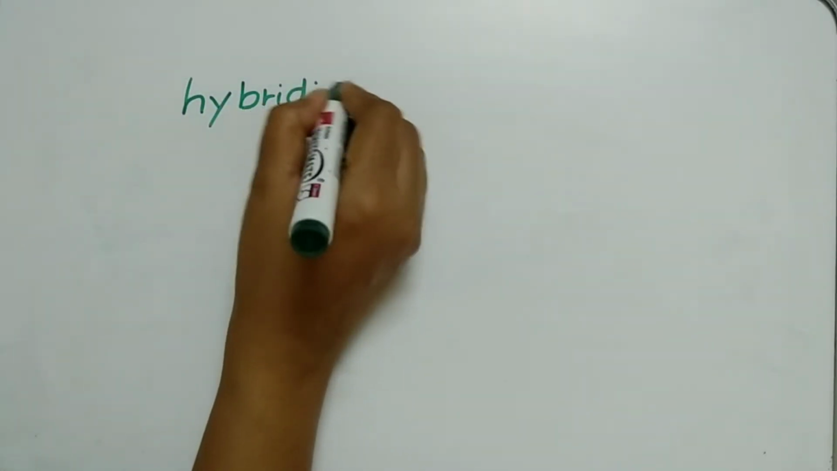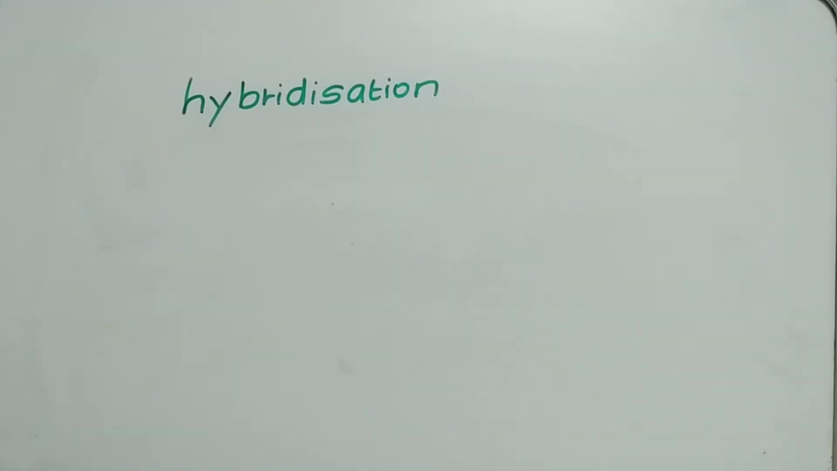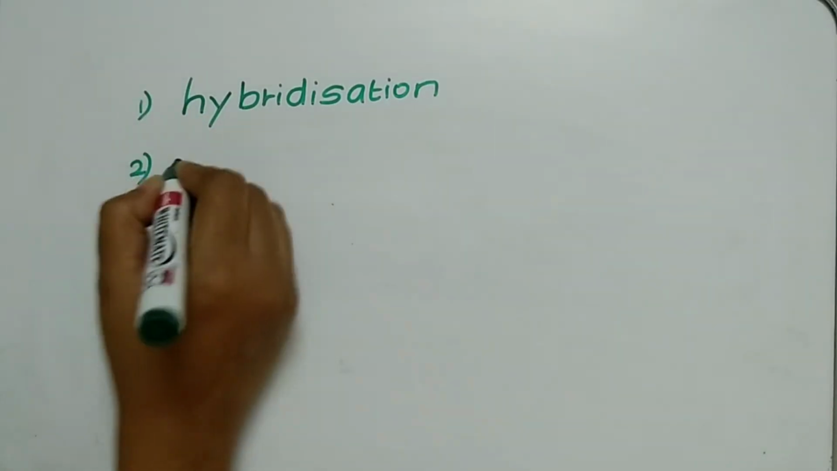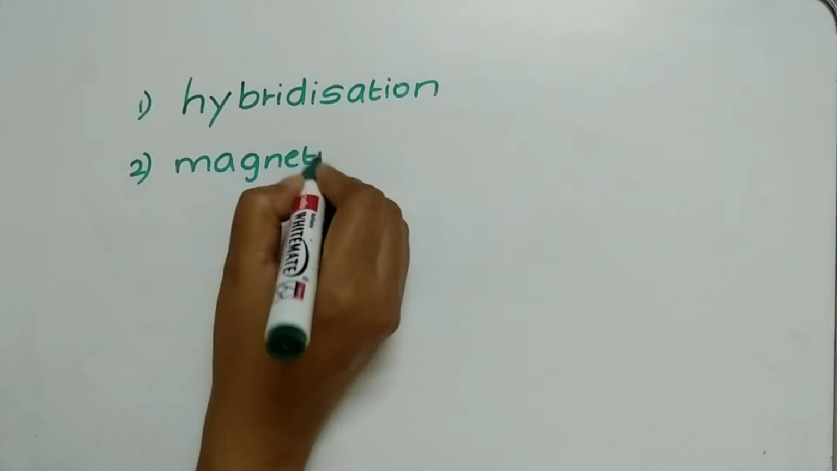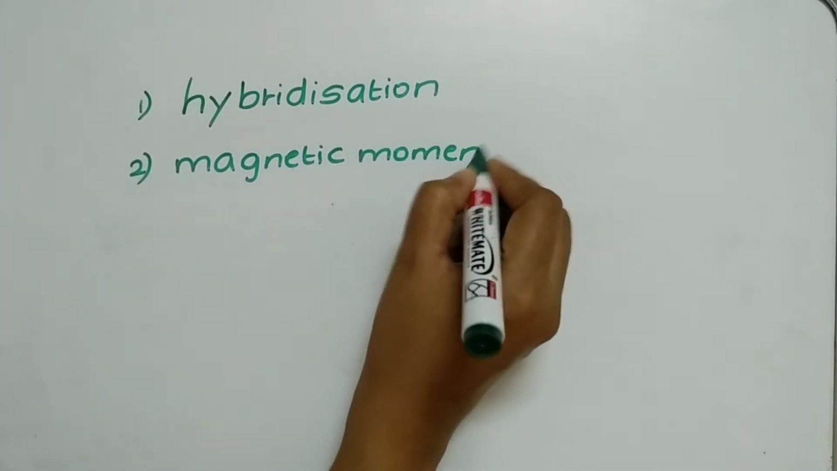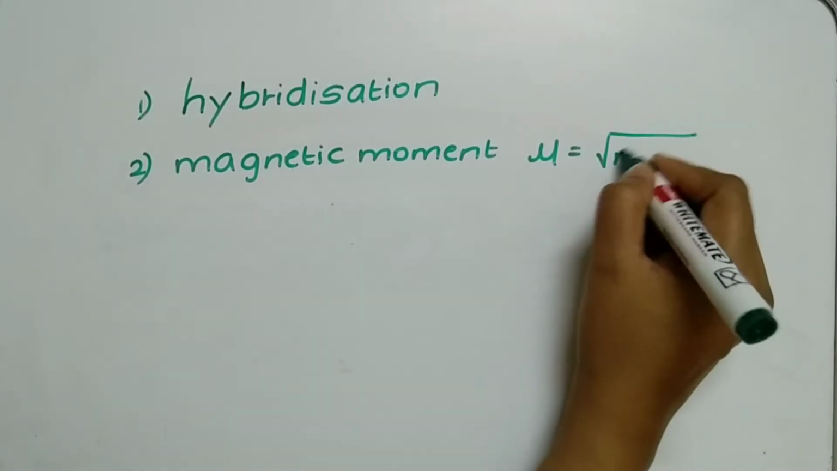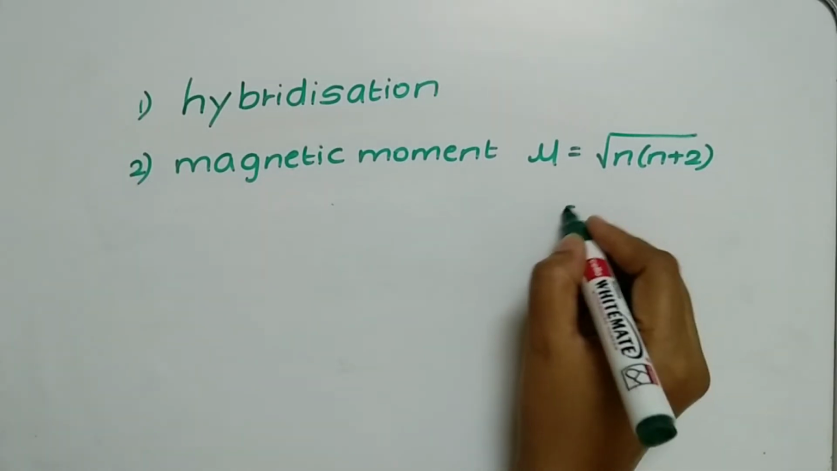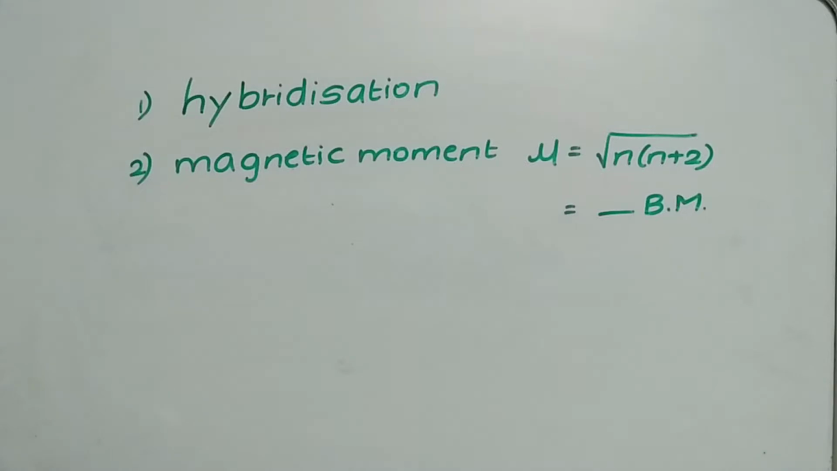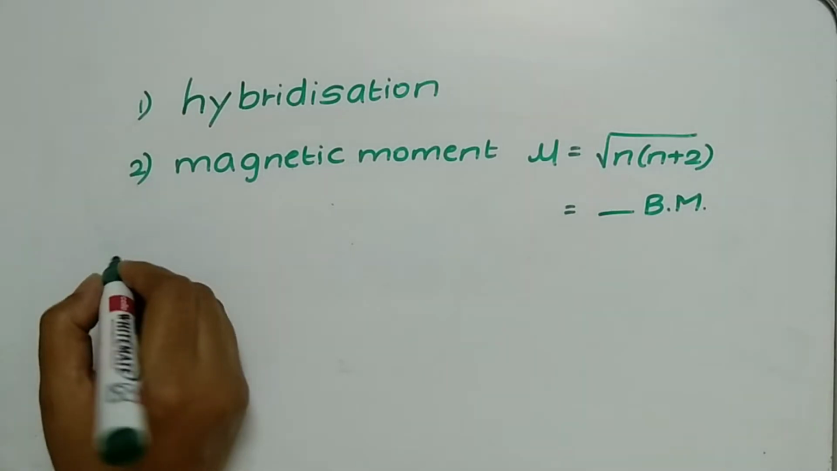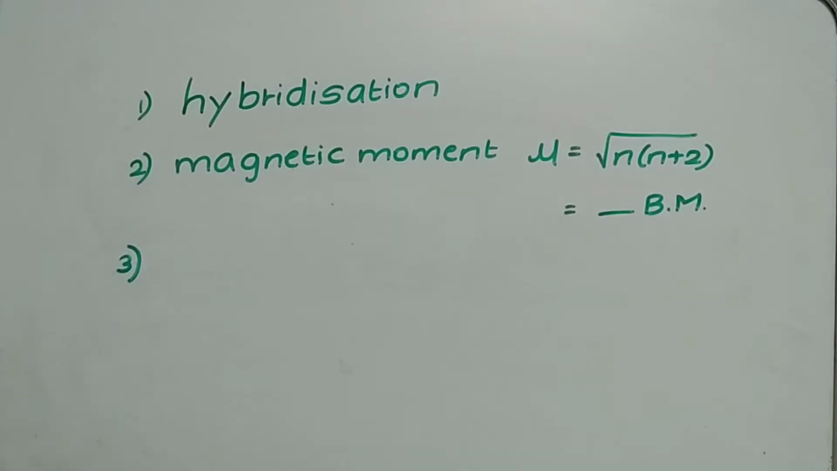So, what does this theory explain? This theory helps us to find the hybridization, correct. It helps us to find the magnetic moment. How to calculate it? Mu is equal to square root of n into n plus 2, and the unit for this is Bohr magneton, BM, capital BM. And what is n here, small n? It is the number of unpaired electrons. If, suppose, 2 unpaired electrons are there, put the value of n and find the value of magnetic moment.